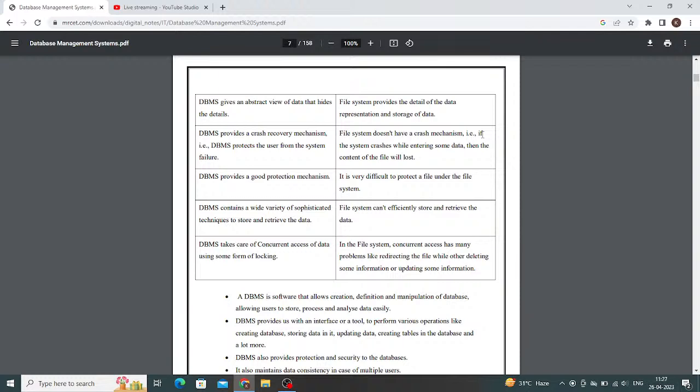Next, DBMS provides a good protection mechanism. And in a file system, it is very difficult to protect a file.